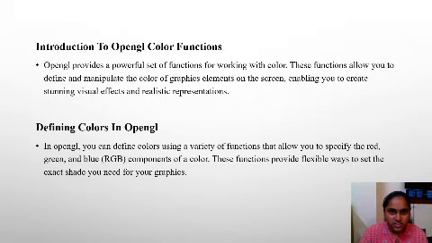Introduction to OpenGL color functions. OpenGL provides a powerful set of functions for working with color. These functions allow you to define and manipulate the color of graphic elements on the screen, enabling you to create stunning visual effects and realistic representations. Defining colors in OpenGL: you can define colors using a variety of functions that allow you to specify the red, green, and blue (RGB) components of a color. These functions provide flexible ways to set the exact shade you need for your graphics.